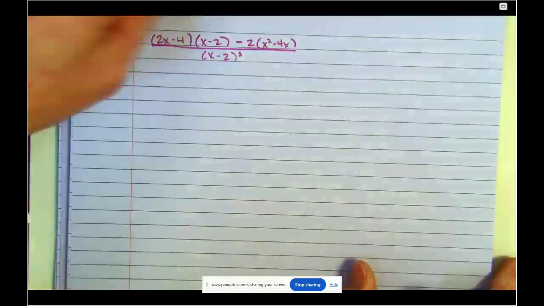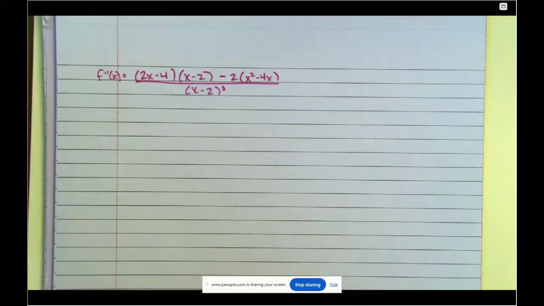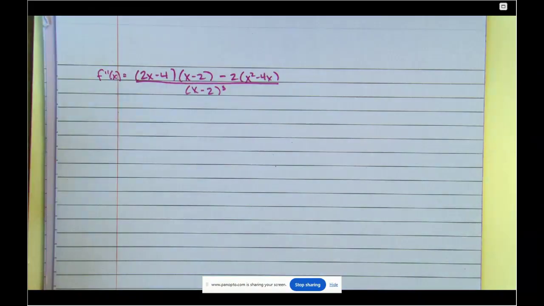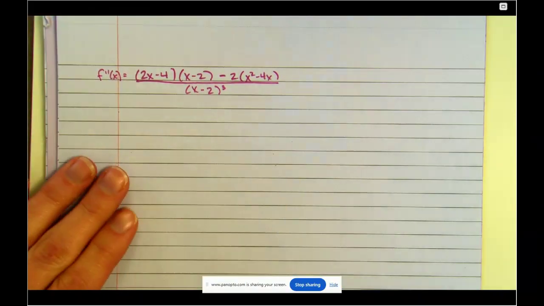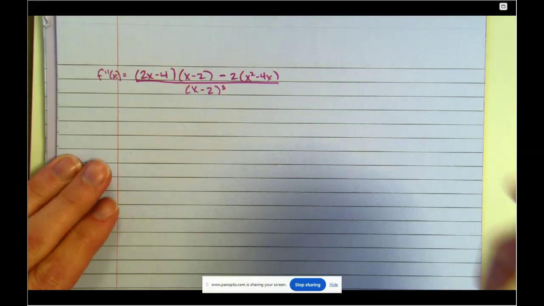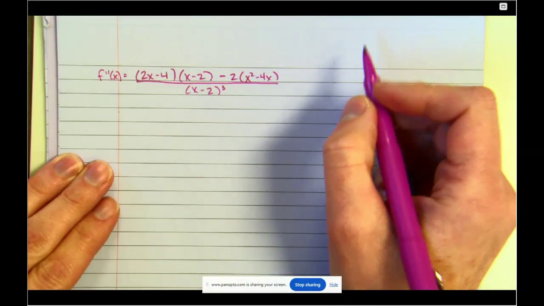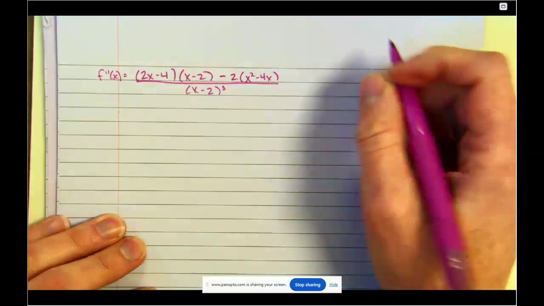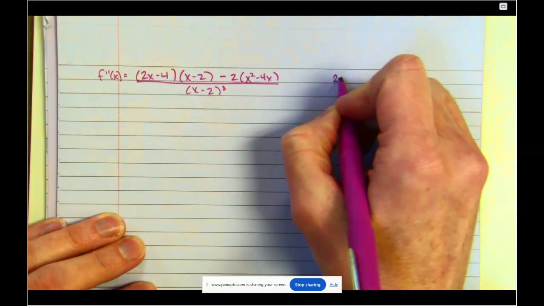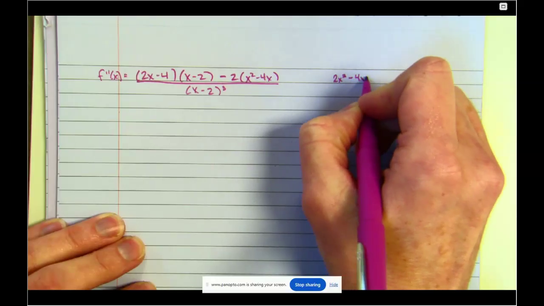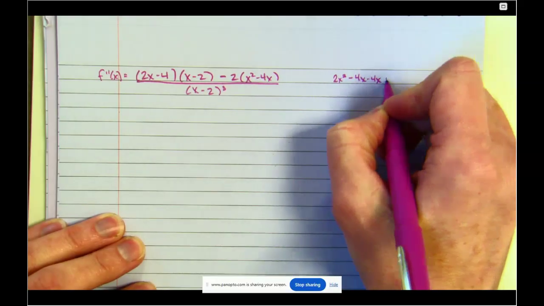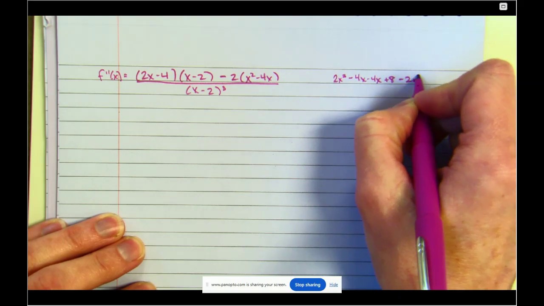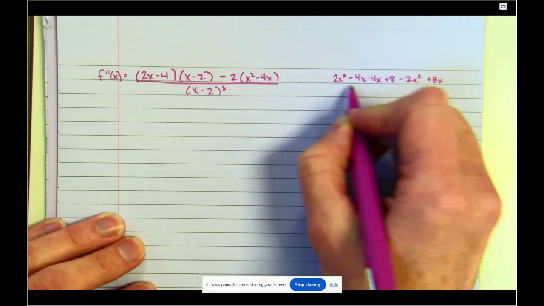Okay, so it should be this. I think you'll be pleasantly surprised at what happens with the top. It just comes out to be straight out 0. What a good day. Let's do x squared minus 4x minus 4x plus 8 minus 2x squared.